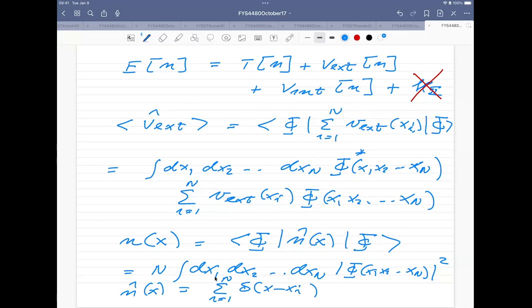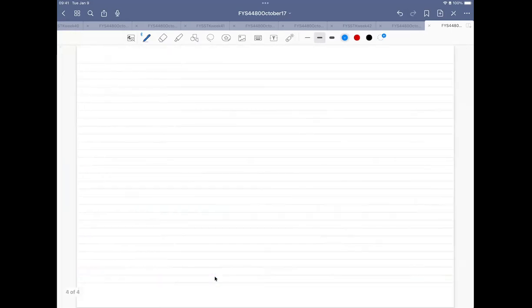Okay, so the quantity which you have here, when you take the integral over dx of n of x, this is simply going to be equal to the number of particles. And that follows immediately from the expression which you have. So let's now look at the expression for this one-body operator.